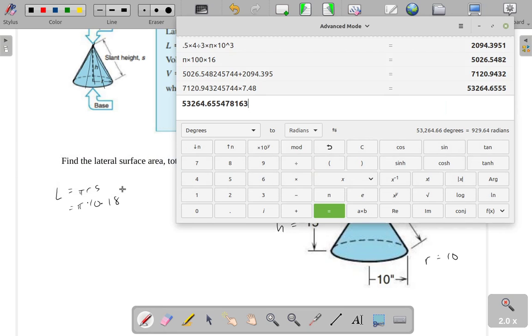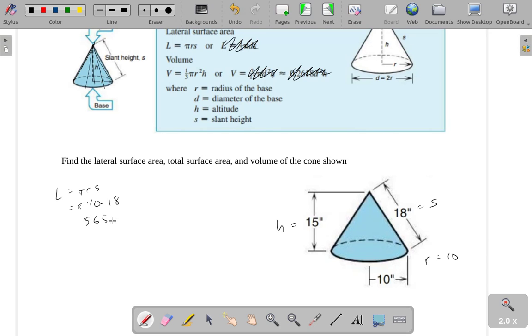So, let's see. 10 times 18 times pi gives us 565.5. Those are in inches, so this would be in square inches. That's the lateral surface area.